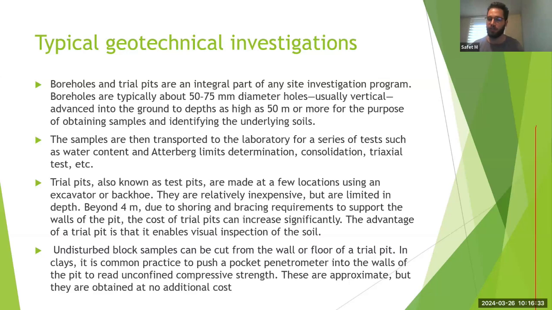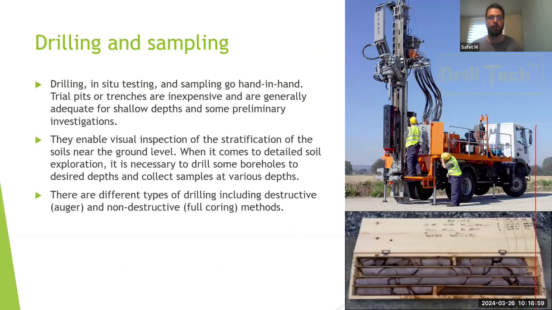Also for trial pits, you can get samples. What we usually do is cut a little block from the floor or from the wall, depending on which depth we are looking to get. We push our pocket penetrometer or the vane shear strength device. We're going to speak about that more in the future. Then we send it to the lab, and the lab prepares the sample as they wish.